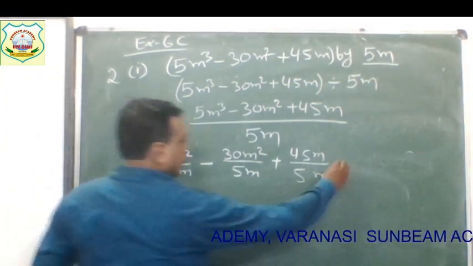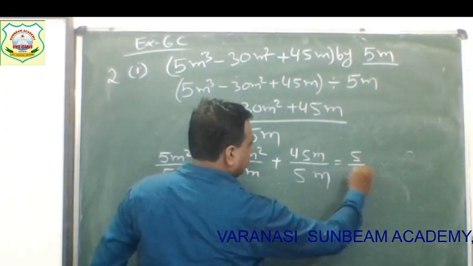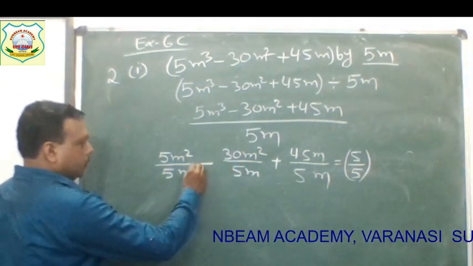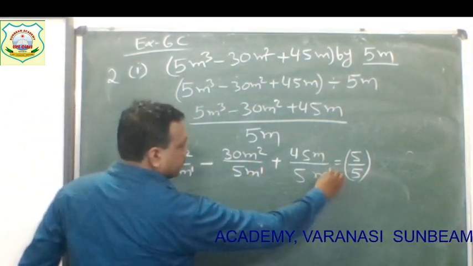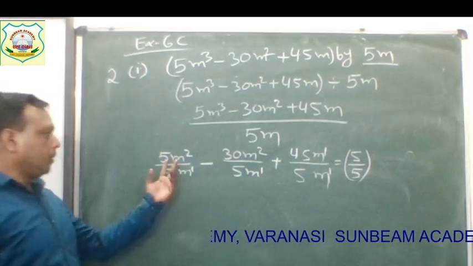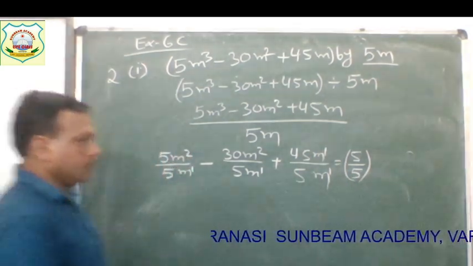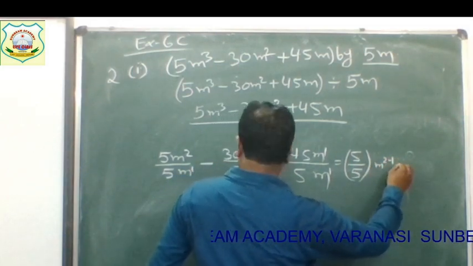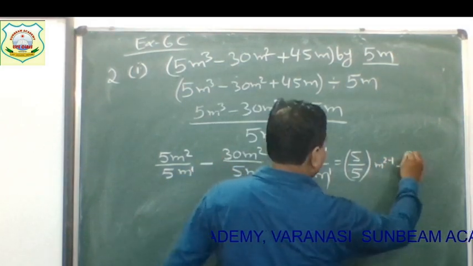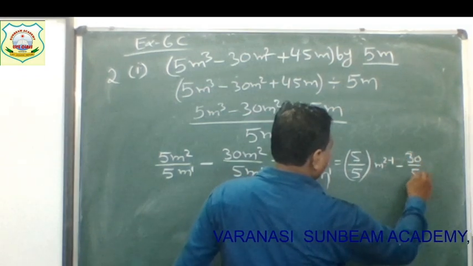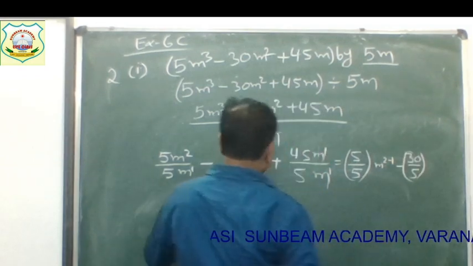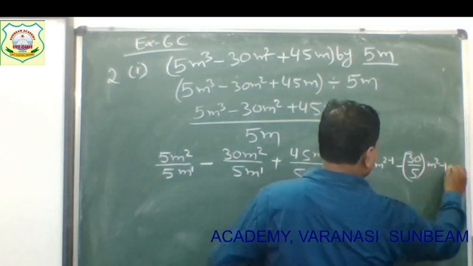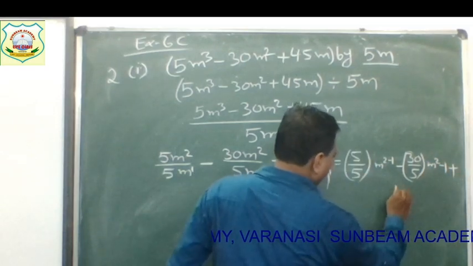5m means 5 upon 5. M power 3 upon m power 1, then m power 3 minus 1. Then minus 30 upon 5, m power 2 minus 1 again. Then plus 45 upon 5.